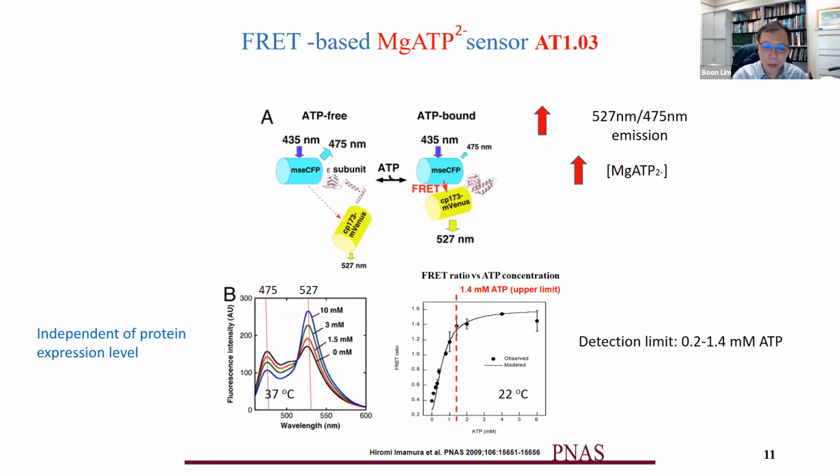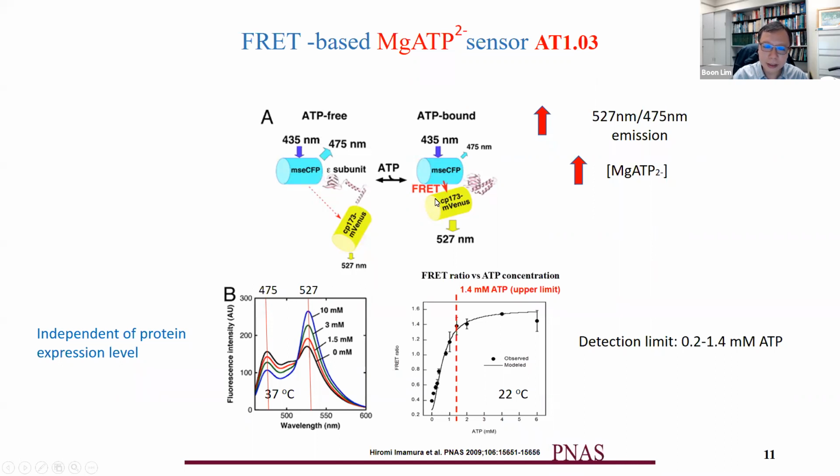So the principle of this FRET sensor is that this is the donor, and this is the acceptor, and they are linked by an epsilon subunit that can bind ATP. So when ATP binds to the epsilon subunit, the distance between the donor and acceptor will be closer, so that the efficiency of energy transfer will be higher.